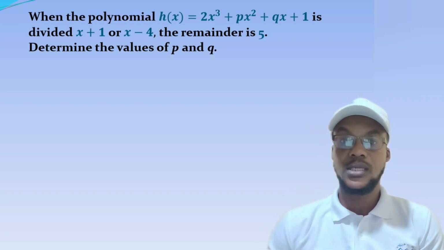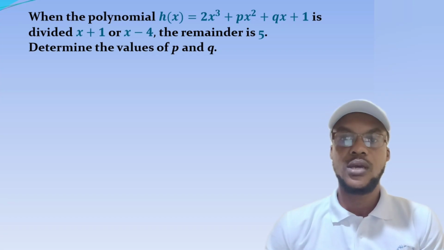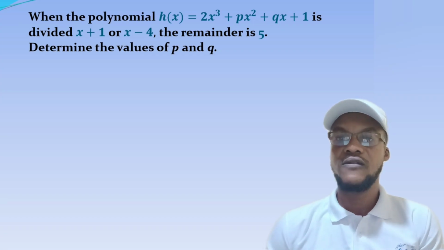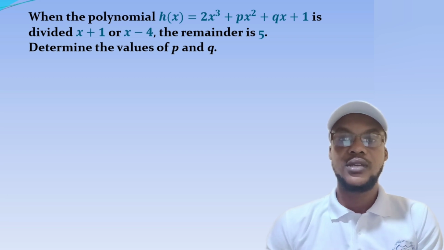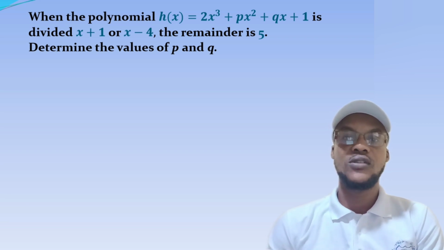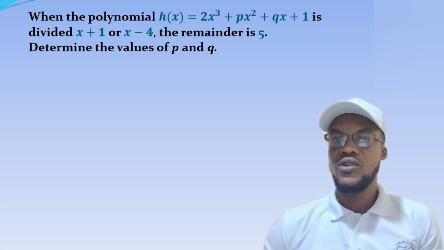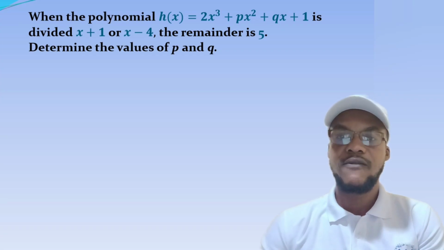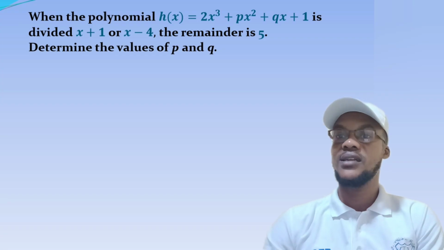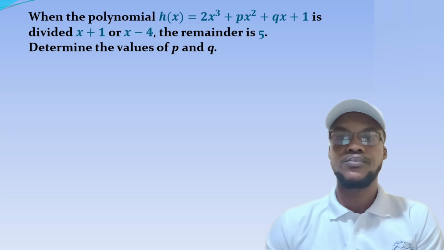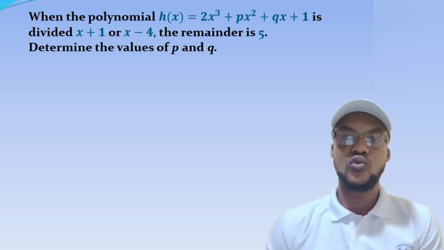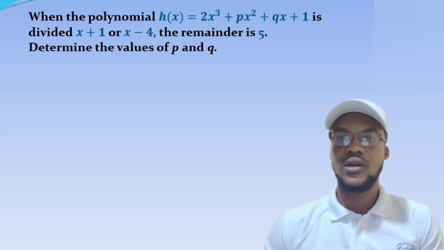Looking at this question, if you compare it to the previous one we solved, you realize that in that example, we were to divide a polynomial function by only one linear function. But in this case, we are to divide it by two different linear functions, and we are going to have the same remainder. So we need the values of p and q when we divide the polynomial function by these two linear functions. And that's what we are going to look at.